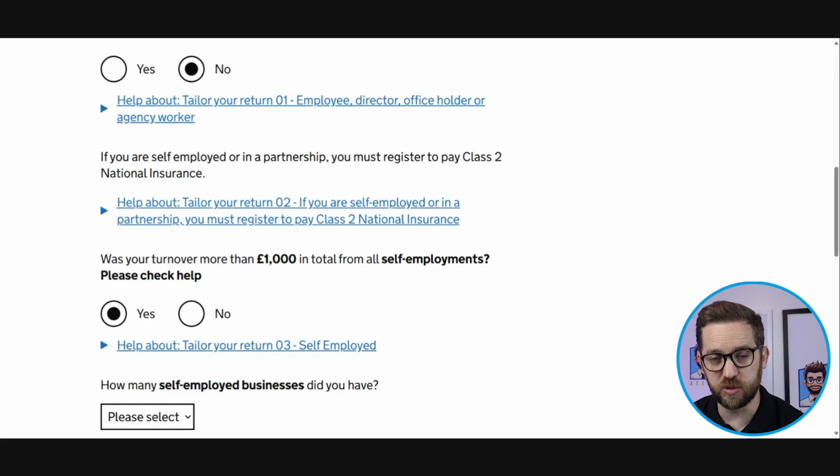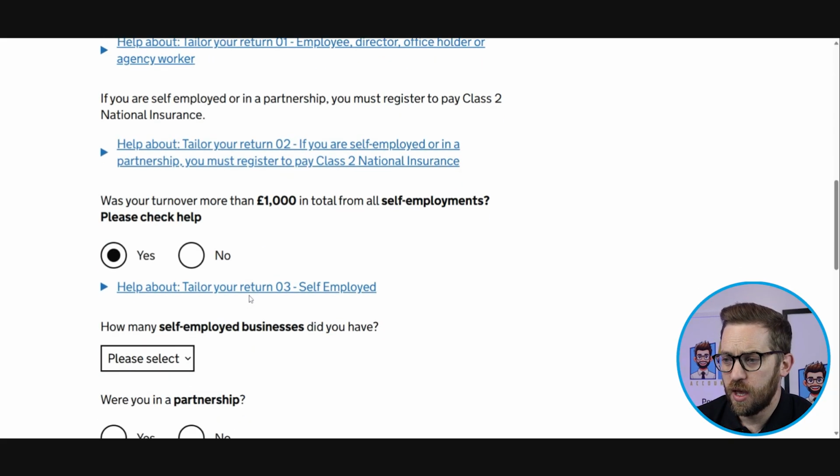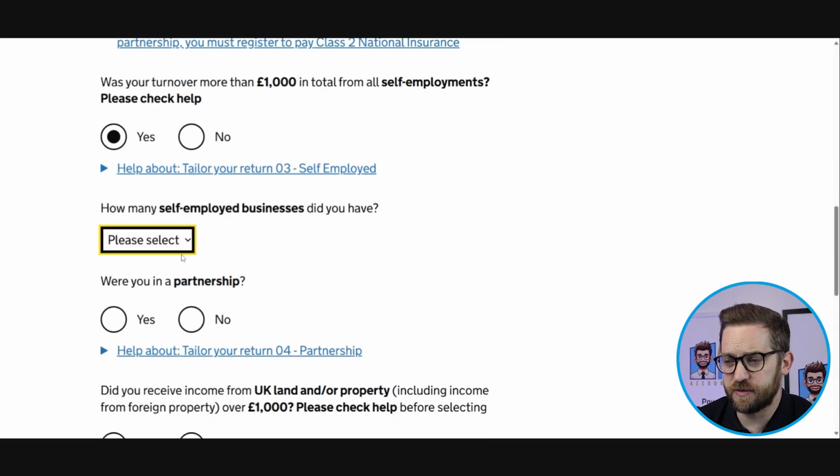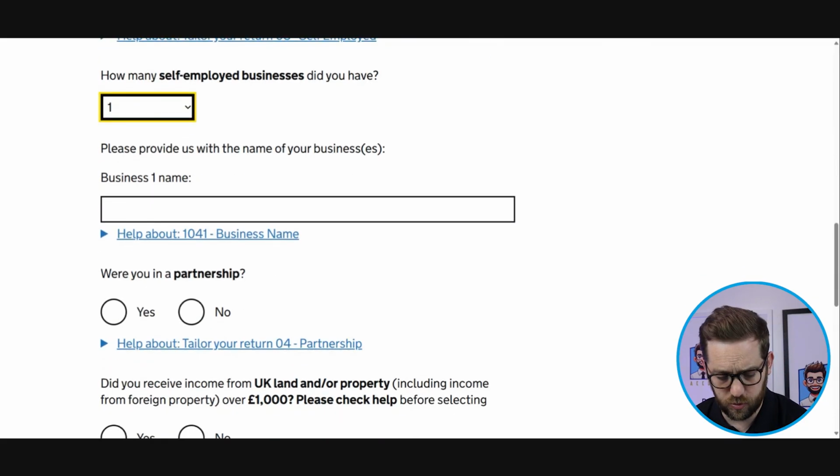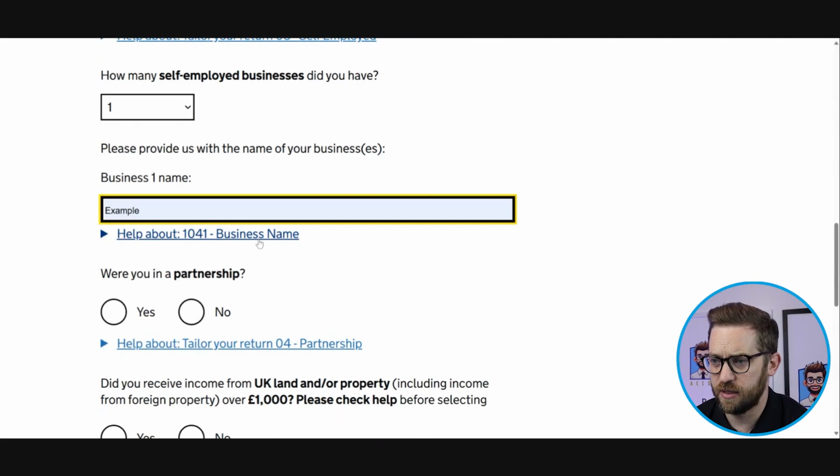But it's all self-employment. So if you had multiple trades, maybe you're selling for a profit on eBay, you're buying and selling goods during the day, and then you're doing a plumbing business on the side, then you need to combine the total income from those 2 self-employments, as the allowance is only 1 allowance per person. How many self-employments did I have? I'm going to say 1 in this example, and I'm just going to say example as the name.